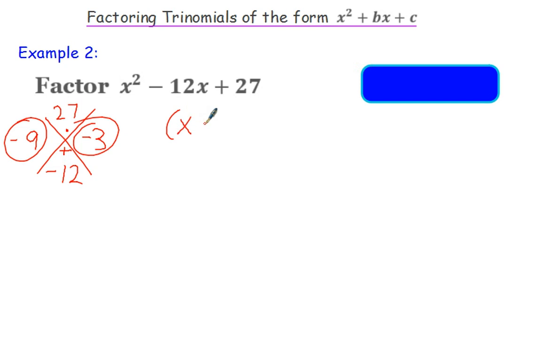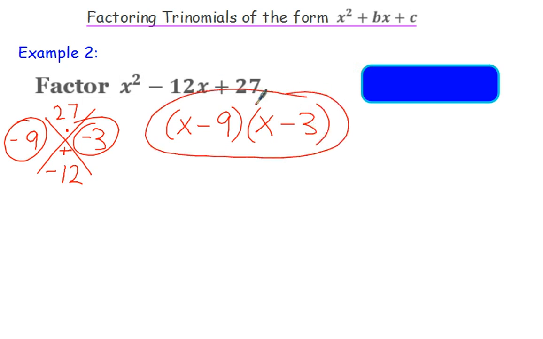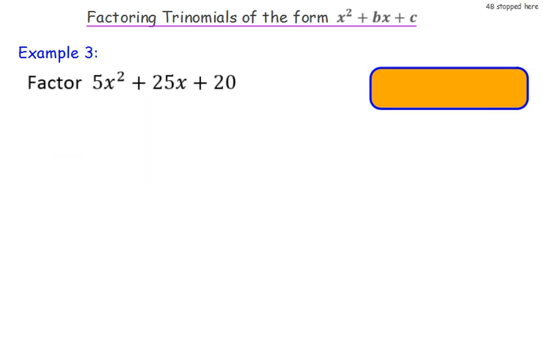One of them would be x minus 9. The other factor, x minus 3. All done. Not too bad. Hopefully some of this is coming back to you now. Try another one here. Go ahead and write this one down.